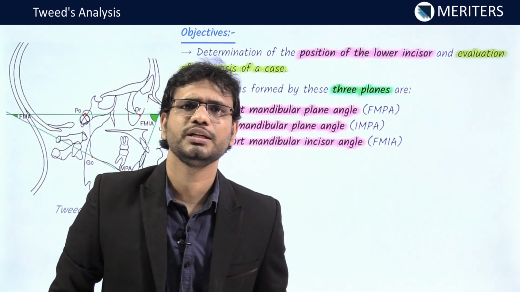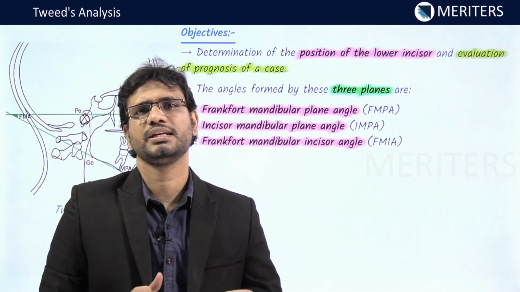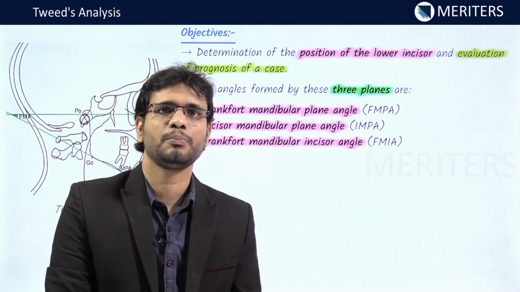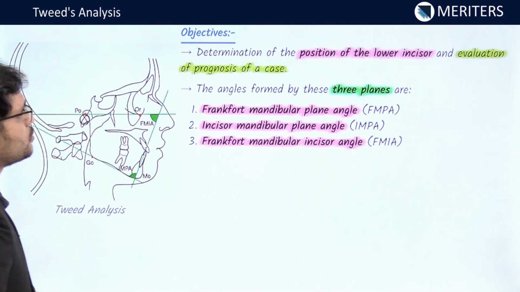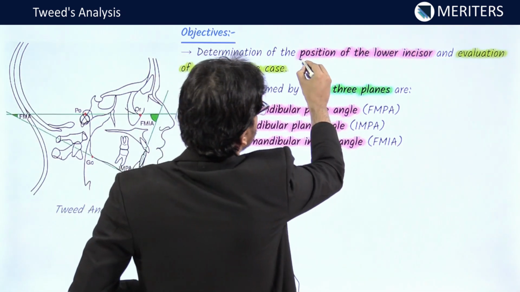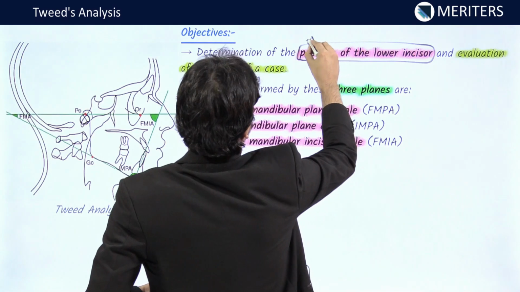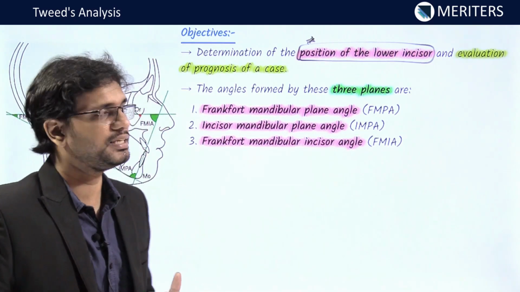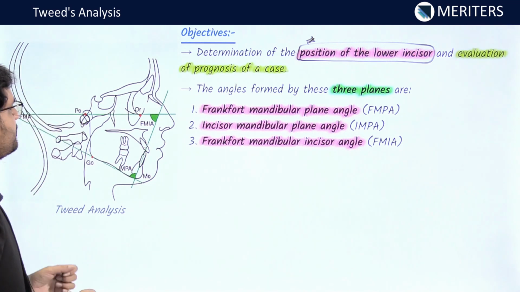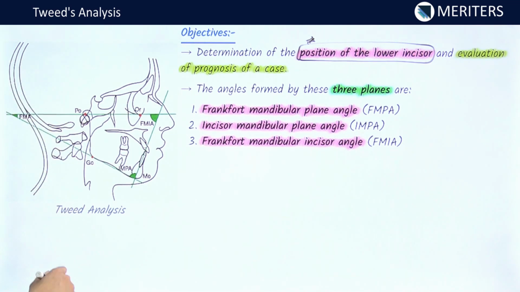Now the objective of the Tweed's analysis is just to give an evaluation of the prognostic factors or prognosis of the case, right? So the determination of the position of the lower incisor is one of the objectives, and then giving the evaluation of the treatment prognosis of a case, right? Now there are three planes which we have just discussed.